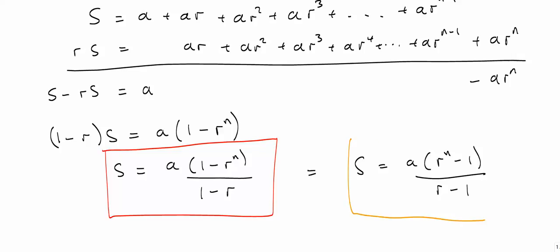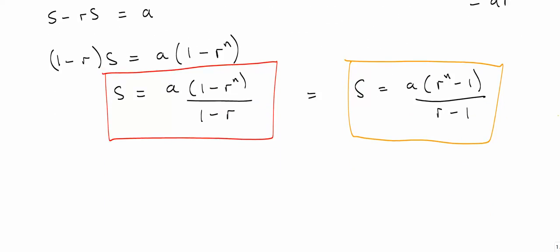You either put the r to the n first, minus 1, and r minus 1, or you put 1 minus r to the n. Basically, if r is less than 1, then the first formula might be neater because you'll have positive on the top and positive on the bottom, or if r is greater than 1, the second one, where you'll have positive numbers on the top and bottom. But in either way they'll both work.